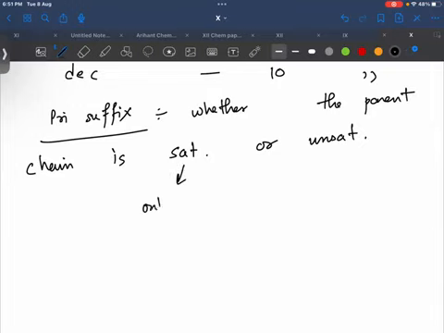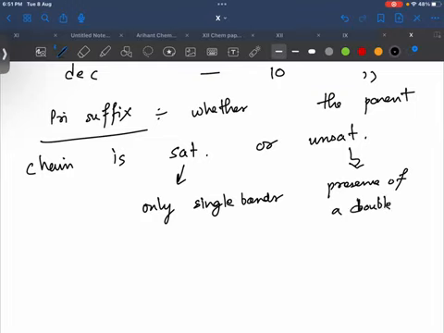Saturated मतलब होता है only single bonds. Unsaturated मतलब presence of a double or triple bond. ठीक है? And now I will tell you what kinds of primary suffix we are going to use. This is the information provided by the primary suffix. From the primary suffix, you will come to know whether the parent chain is saturated or unsaturated. Now I'm going to talk about the primary suffixes that we are going to use.